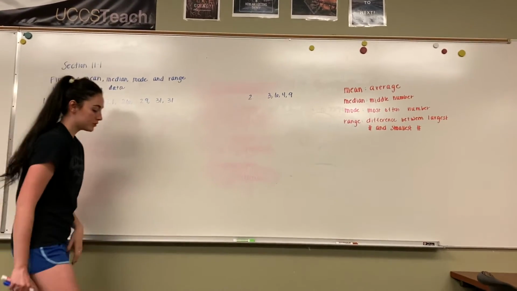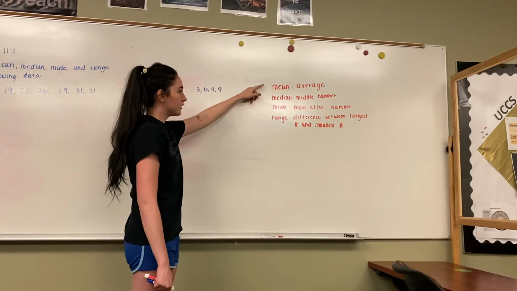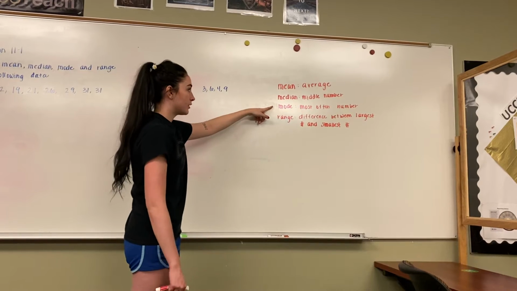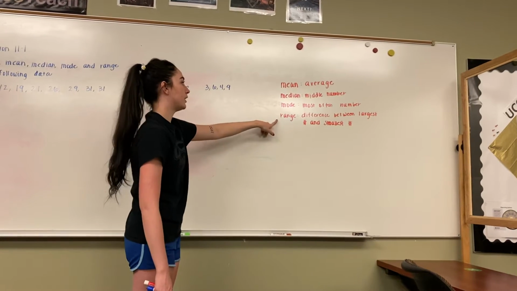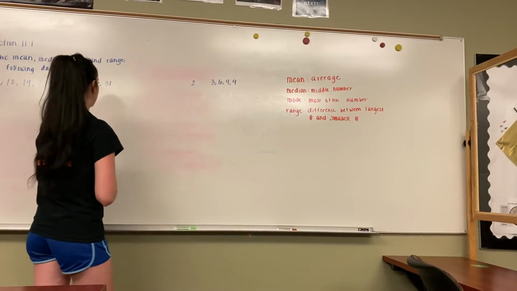So I want you to look over here at this red writing. The mean is the average. The median is the middle number. The mode is the number that occurs most often, and the range is the difference between the largest number and the smallest number in the data.